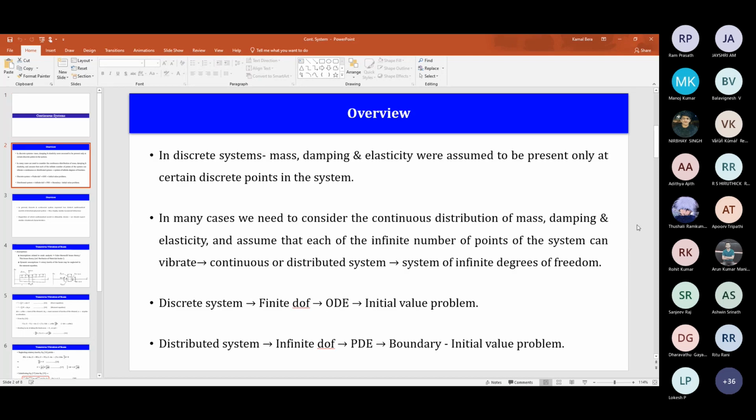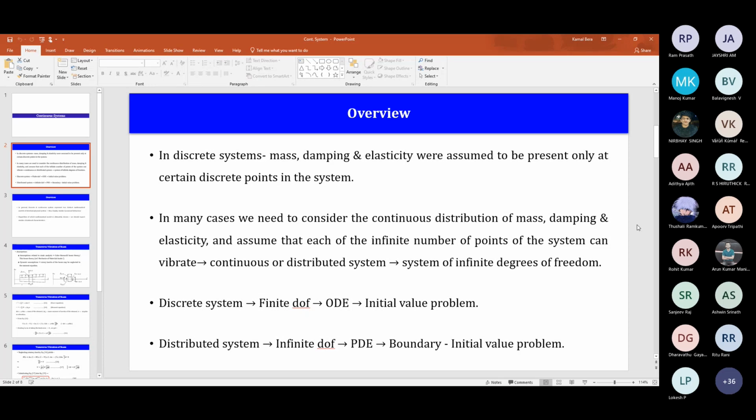So as I already mentioned, in a discrete system, mass, damping and elasticity, that means the springs, were assumed to be present only at certain discrete points in the system, right? In many cases, we need to consider the continuous distribution of mass, damping and elasticity and assume that each of the infinite number of points on the system, let's say a cantilever, is a distributed parameter, and there is an infinite number of points which are going to vibrate, right? So there is an infinite number of degrees of freedom in a continuous system. So these are called continuous or distributed parameter systems.